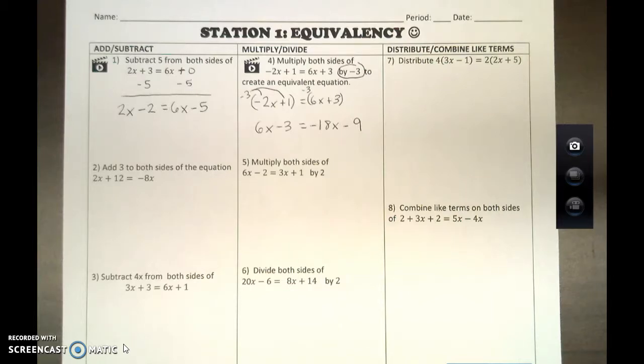So now you can try 5 and 6. You can also do 7 and 8. So do 5, 6, 7, and 8, and then get the teacher to check it, and then you can move on to the next activity. So you can hit pause here on the video right now.